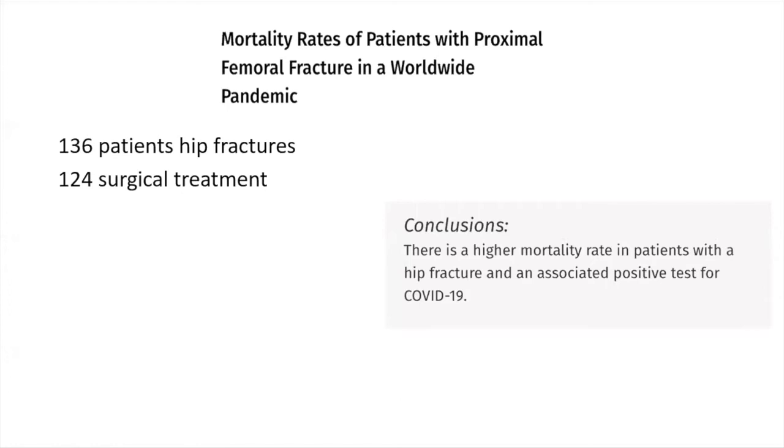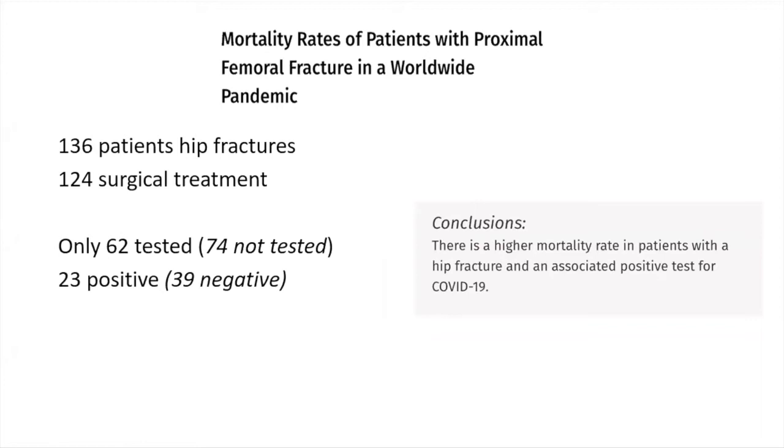So now we look at their data. They had 136 patients with hip fractures, of which 124 underwent surgical treatment. So not every patient had surgery, okay? Of the 136 patients entered, only 62, less than half, were tested for COVID, okay? Of these 62, less than half, i.e. only 23, were positive for COVID. So in 136 patients, only 23 were positive for COVID.